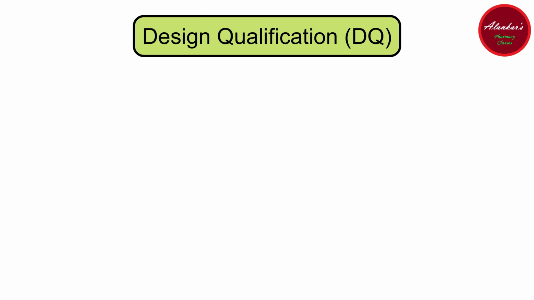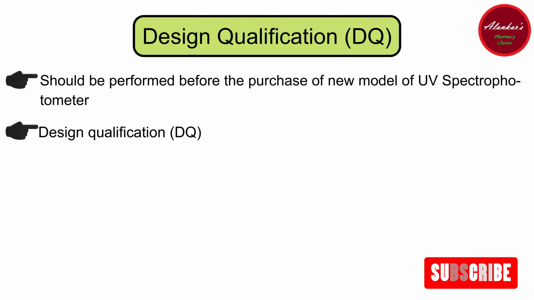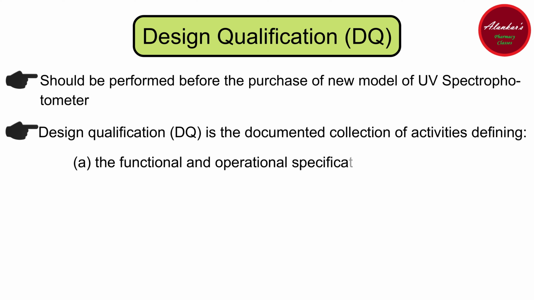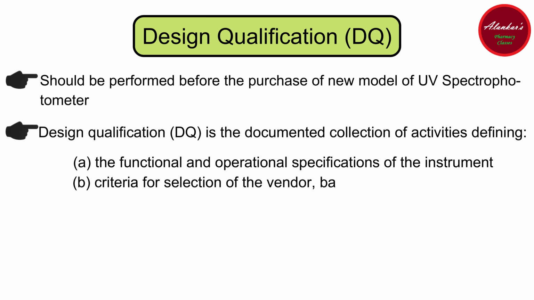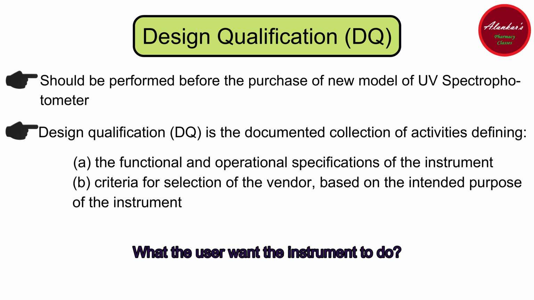In the case of UV spectrophotometer, design qualification should be performed before the purchase of any new model of UV spectrophotometer. Design qualification is the documented collection of activities defining first, the functional and operational specifications of the instrument, and second, the criteria for selection of vendor based on the intended purpose of the instrument. Or in simple words, the documents of design qualification should explain what the user wants the instrument to do.